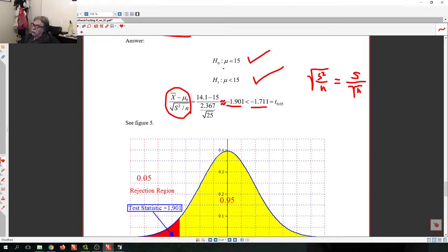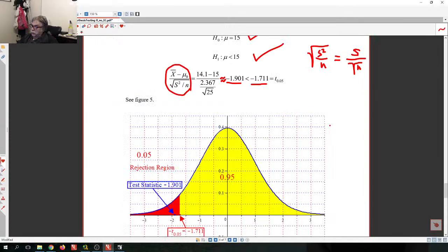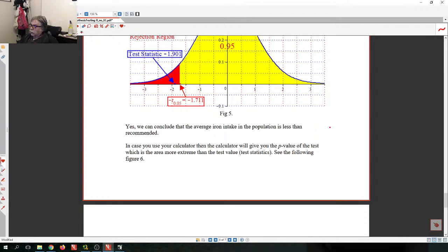Females, or at least researchers, are not iron deficient. They're taking 15 milligrams as was recommended. Well, they are deficient, because we just rejected the null, which means we are accepting the alternative. So we are claiming American females are eating less iron than what is recommended by the United States National Research Council. They are recommending 50 milligrams of iron daily, but they're not researchers, and we can generally conclude that the general population is probably even going to be worse.